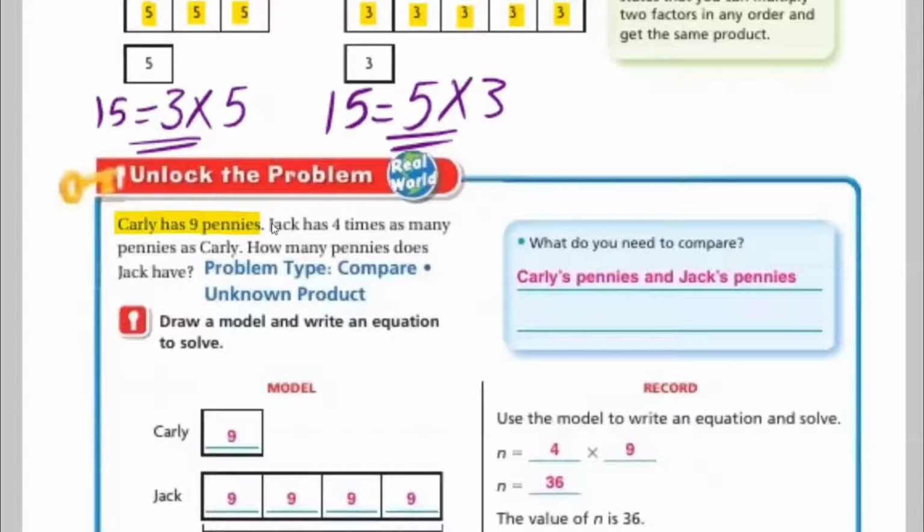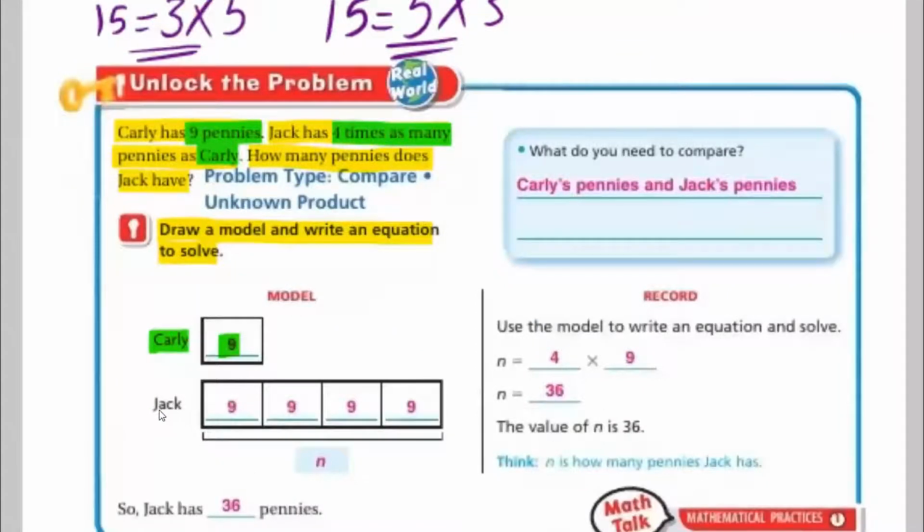Carly has 9 pennies. Jack has 4 times as many pennies as Carly. How many pennies does Jack have? Okay, let's model it. Draw a model and write an equation to solve. Okay, let's model it first. As we see here, Carly has 9 pennies and Jack has 4 times as many as Carly. So, firstly, write the small number, which is Carly. So, model it as one block includes 9, like that.